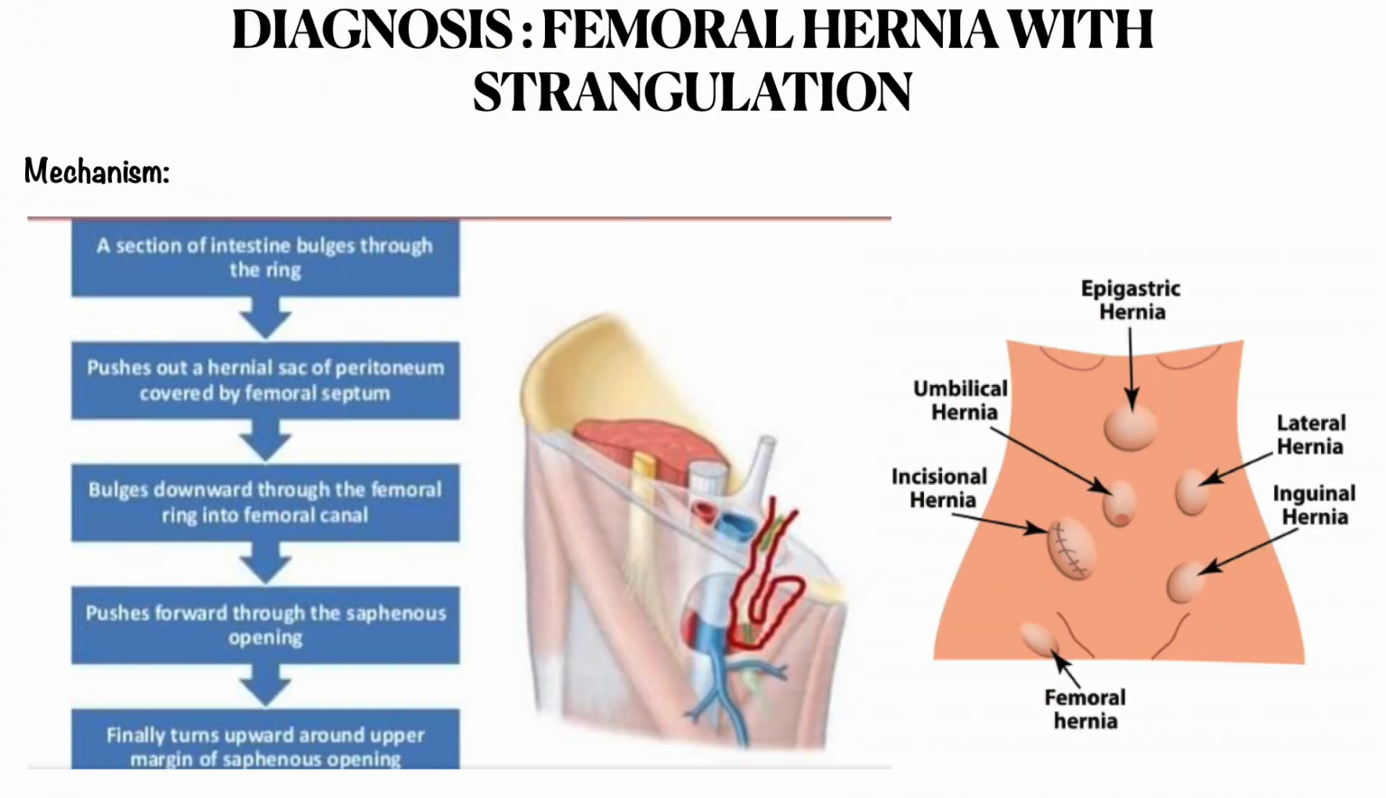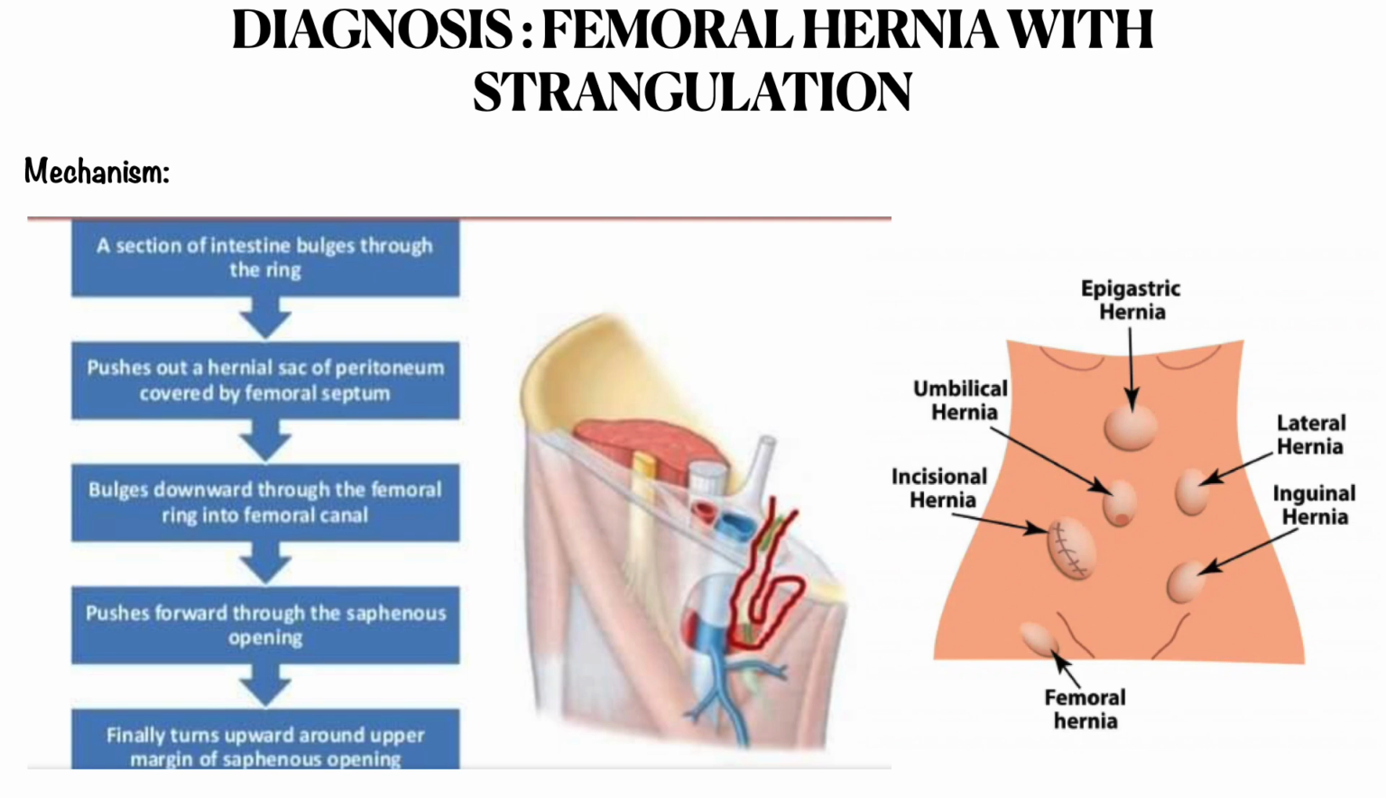What actually happens to cause this? The mechanism is that a section of intestine bulges through the ring, right, and it pushes out a hernial sac of peritoneum covered by femoral septum, like this in the figure, the red marks that are here. And also it bulges downward through the femoral ring into the femoral canal, then it pushes forward through the saphenous opening, and finally turns upward around the upper margin of the saphenous opening. That is what happens in the case of femoral hernia.